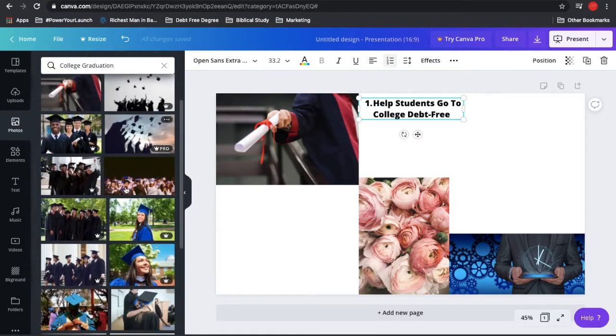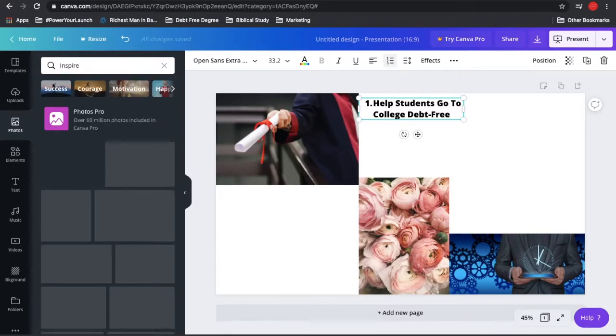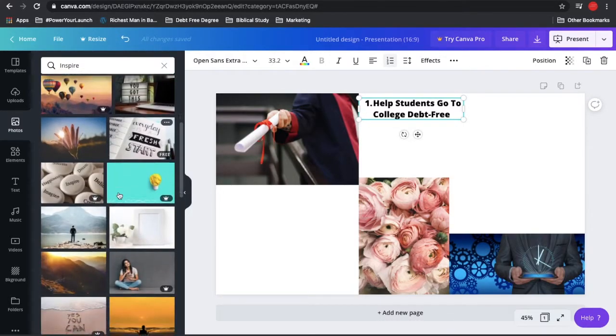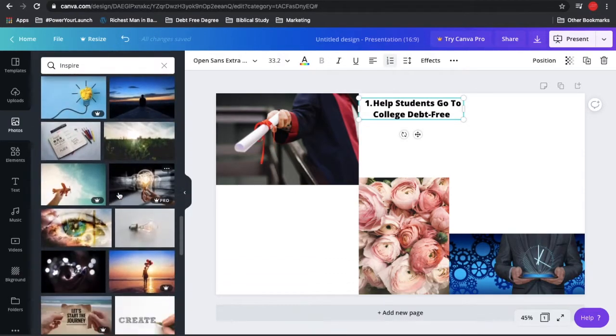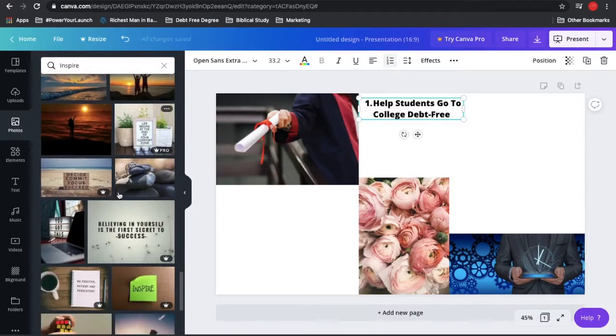So one of my goals right there, I have the college diploma being shown right there. I definitely want to help students go to college. I actually wrote about it in my very first book called Caps and Gowns, All Smiles, No Frowns, the keys to earning a debt-free college degree. That's why I wear the cap and the gown.